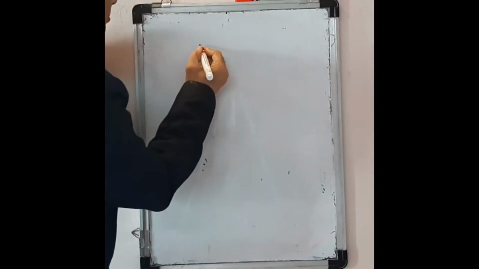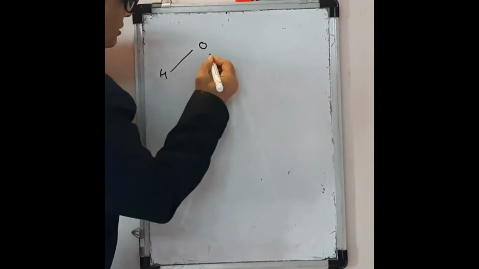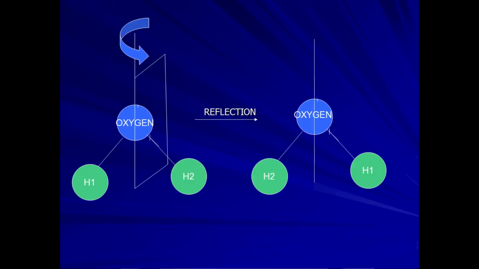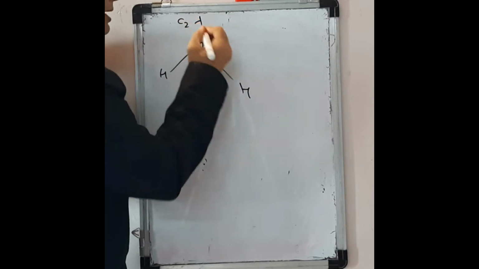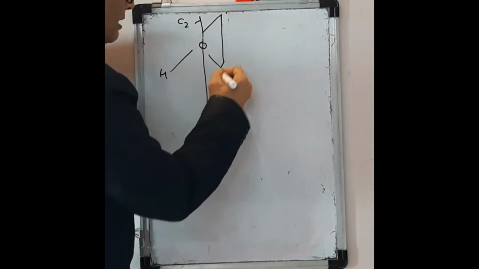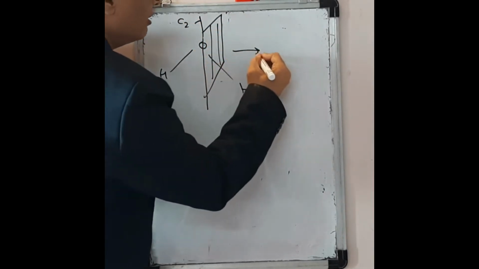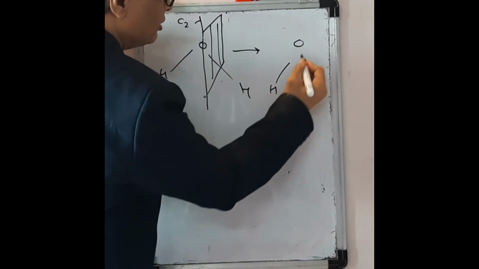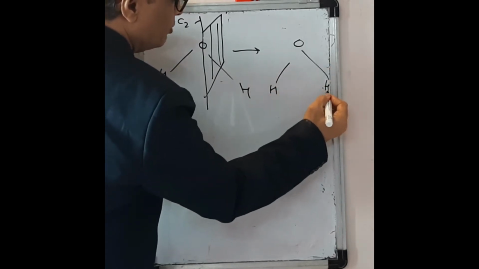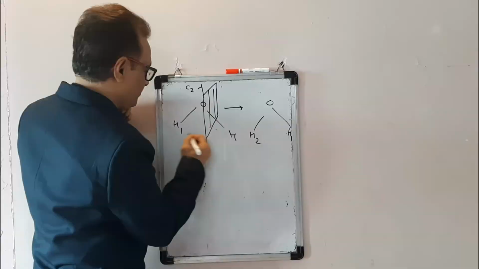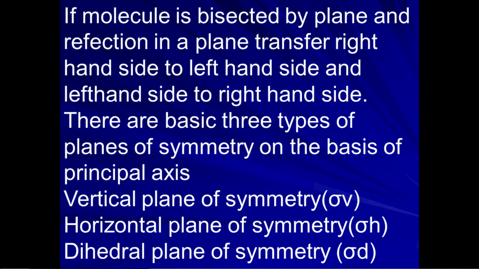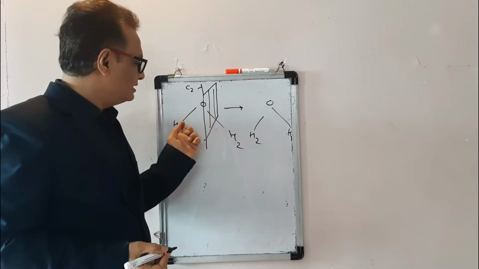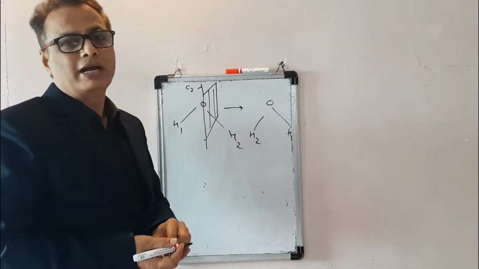If a molecule is bisected by a plane, this is the water molecule, and this is the line which passes through oxygen and bisects the HOH angle. So this is the C2 axis. If the molecule is bisected by a plane and reflection in the plane transfers the right hand side to the left hand side and the left hand side to the right hand side, that is a plane of symmetry.